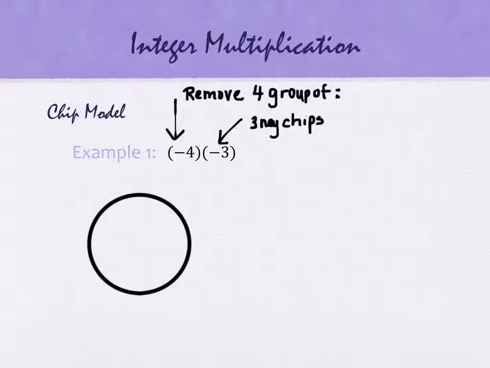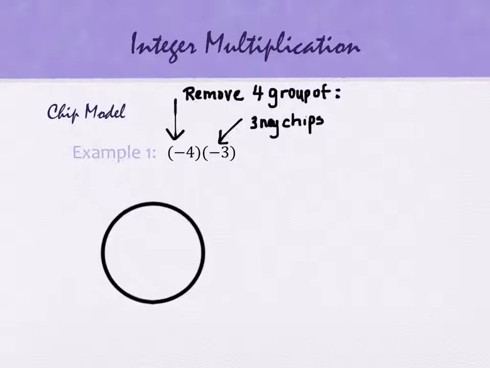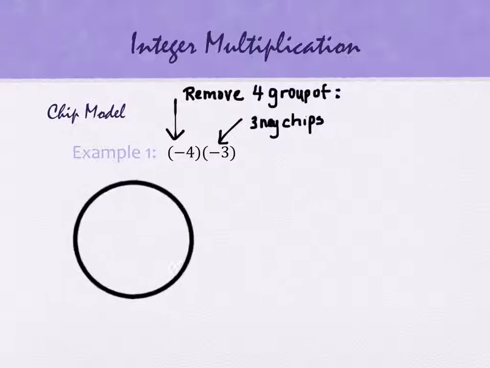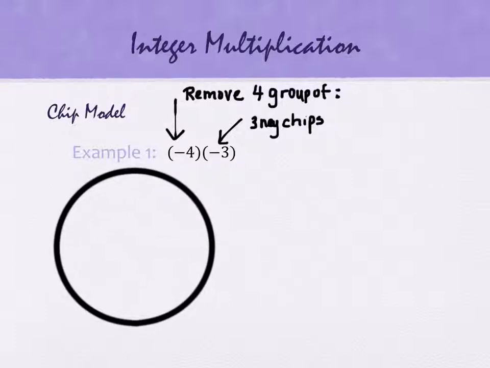So I'm going to put in a bunch of pluses, a bunch of minuses, or in this case a bunch of red chips and a bunch of yellow chips. Okay? So I'm going to put in how many I need. Any idea of how many I'm going to need? Yeah, I need 12. There we go. I want to make my circle bigger. I'm going to need 12, so I'm going to put in 12.